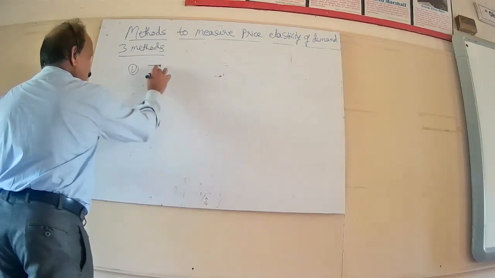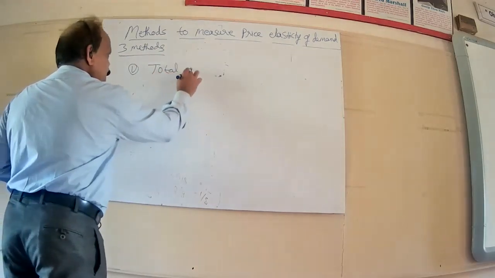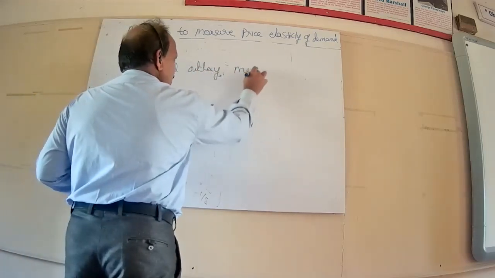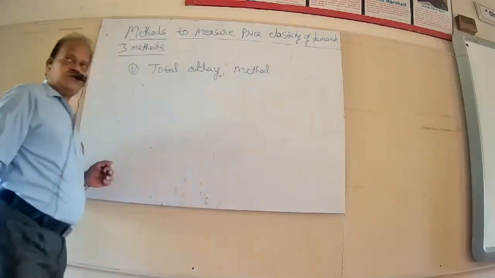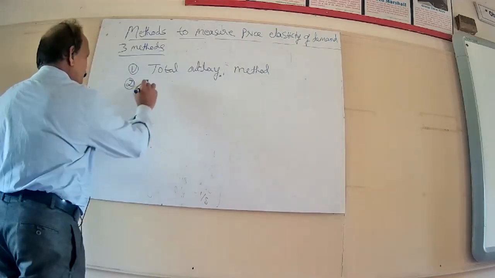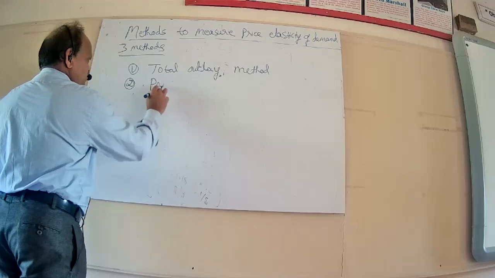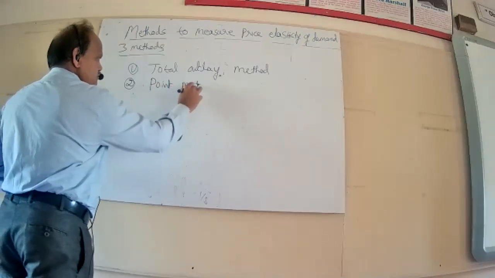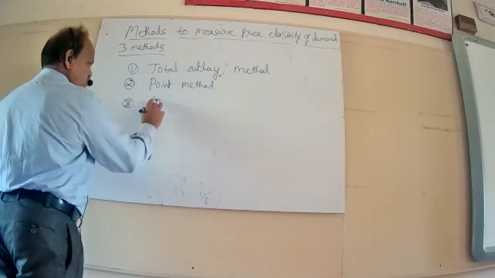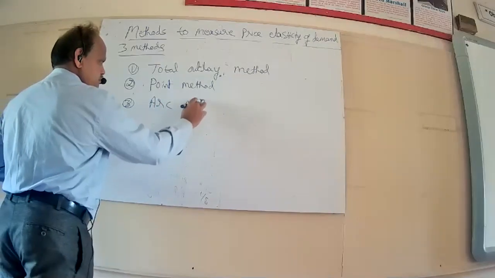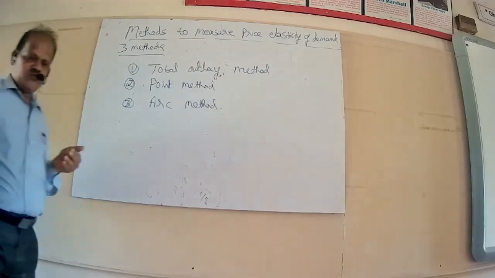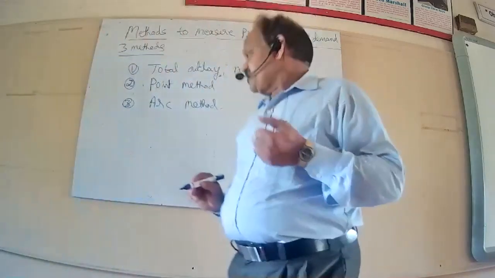Number one is total outlay method, or total revenue method. Number two, point method. And number three, arc method. So these are the three broad methods of measuring price elasticity of demand.